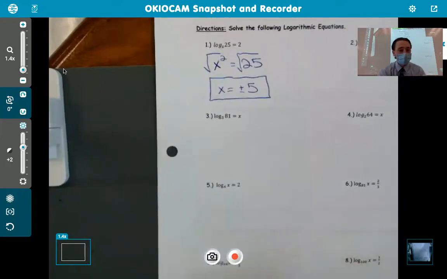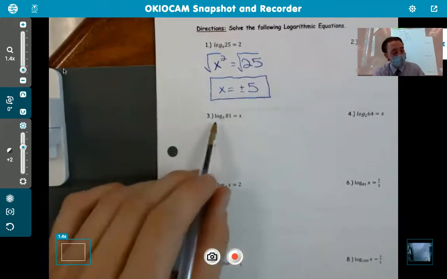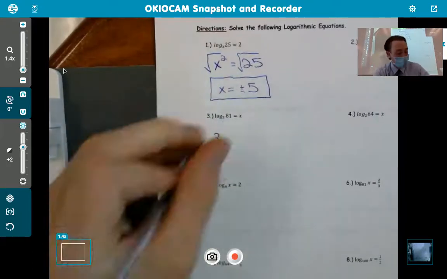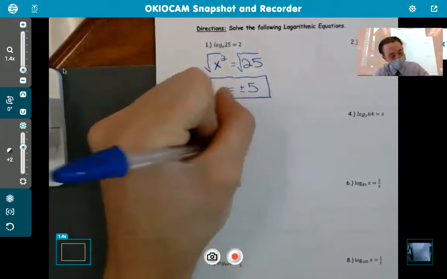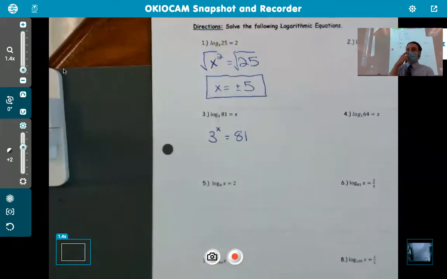Number 3, same idea. Log base 3 of 81 equals x. So I'm going to rewrite this. What's my base? It's 3. What am I setting my equation equal to? It's x. And then I'm going to set that equal to whatever value is left over. So 3 to the x equals 81, right? So long as you remember that sequence of questioning, you'll be good for rewriting. That's always your first step.